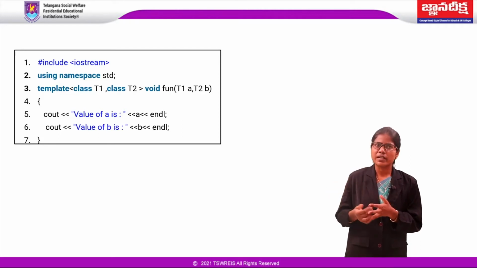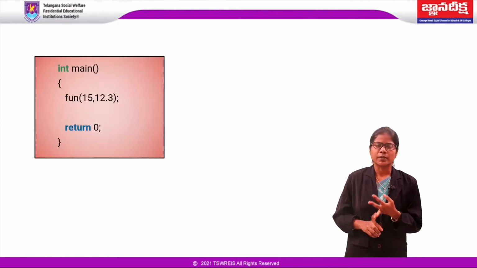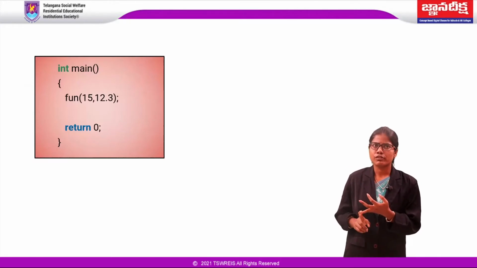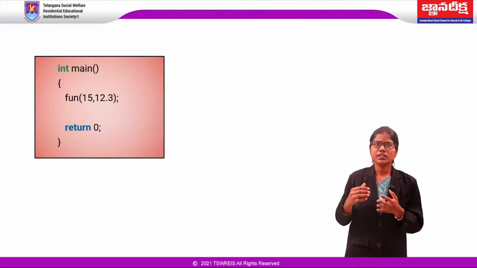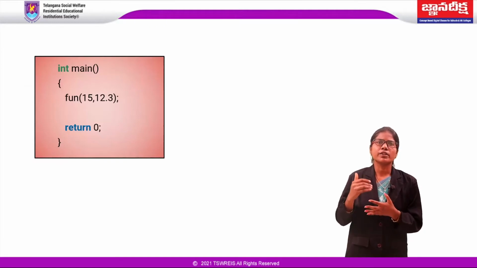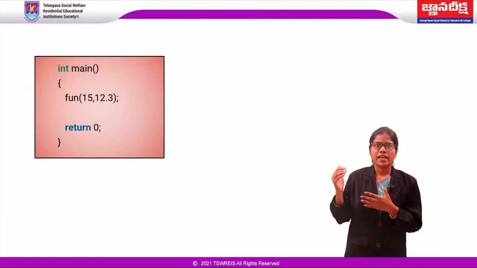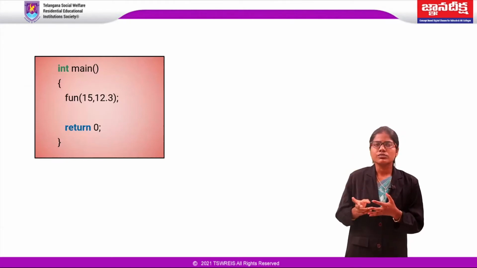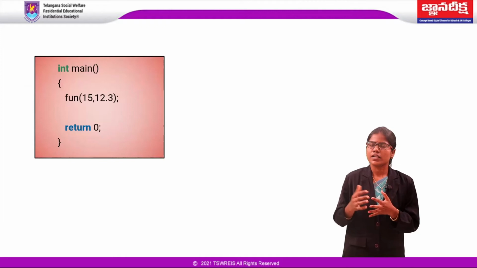We are calling the fun method by passing two arguments. One is 15 and the other one is 12.3. Here 15 is of type integer and 12.3 is of type float. So T1 will be replaced with int and T2 will be replaced with float. Here 15 is copied to a and 12.3 is copied to b. Now the function fun displays these a and b values. This single function can work for any two different data types instead of creating a new method.